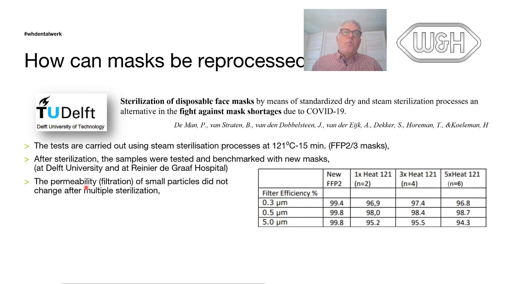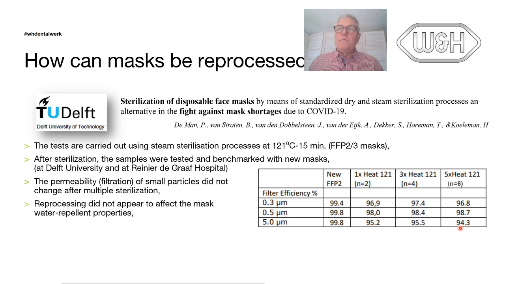The result is that the permeability, the filtration capacity, did not change. You see here, this is FFP2, remember, 94%. Even after 5 times sterilization, it's still above 94 or 95, which would be the N95. So it shows that you can use it 6 times. It has no effect on the water repellent properties. So basically, it was good for use.